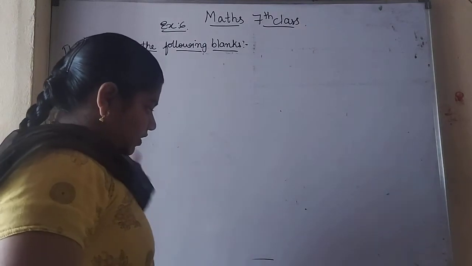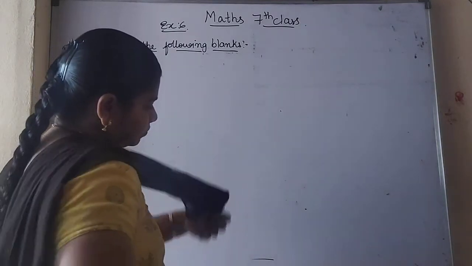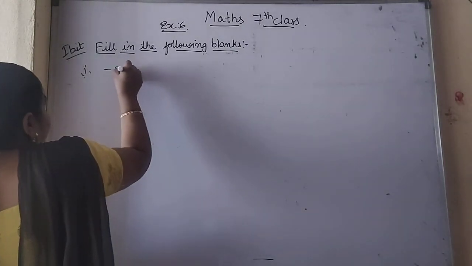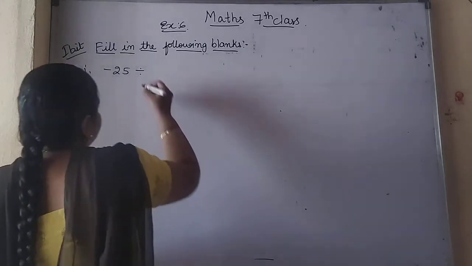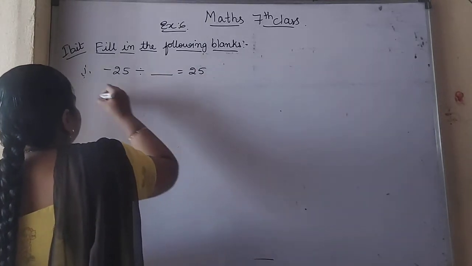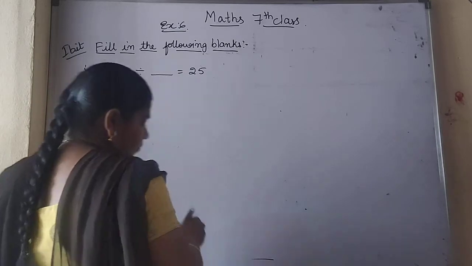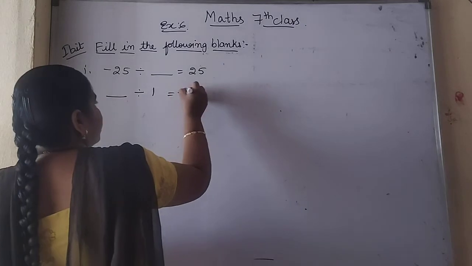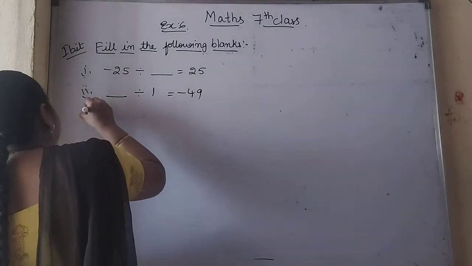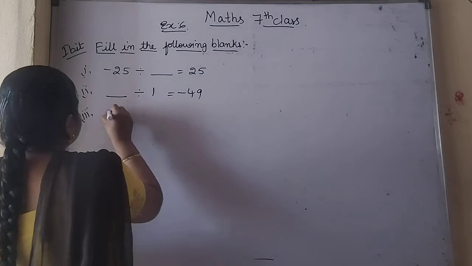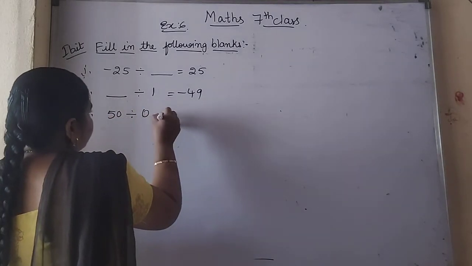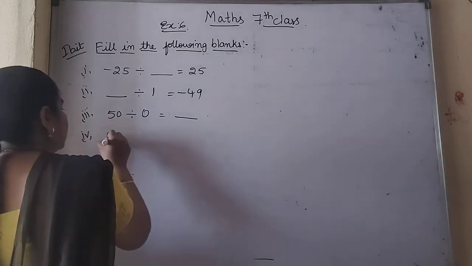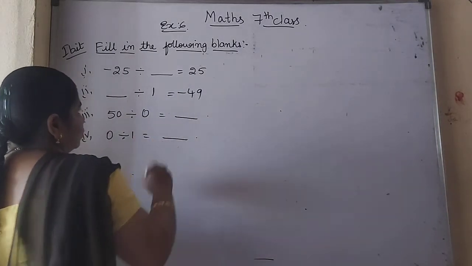So in that first one is -25 divided by blank will be equals to 25. Second one is blank divided by 1 will be equals to -49. Third is 50 divided by 0 will be equals to what? Fourth is 0 divided by 1 will be equals to what?